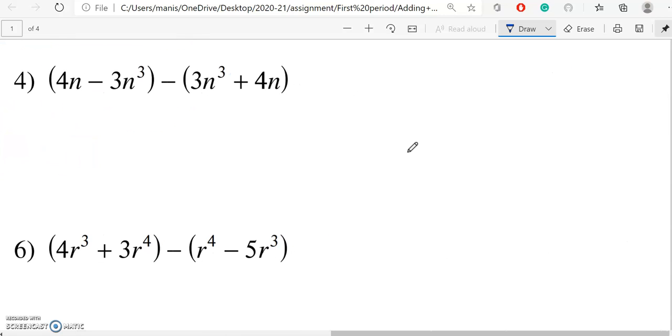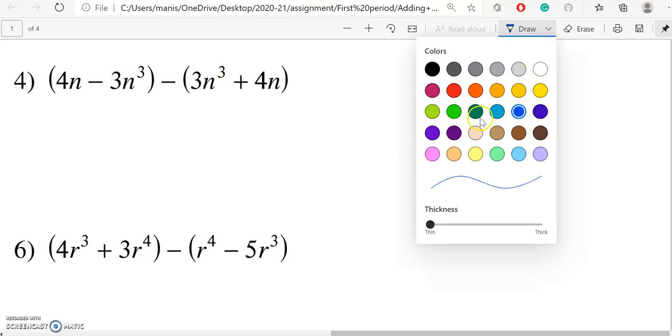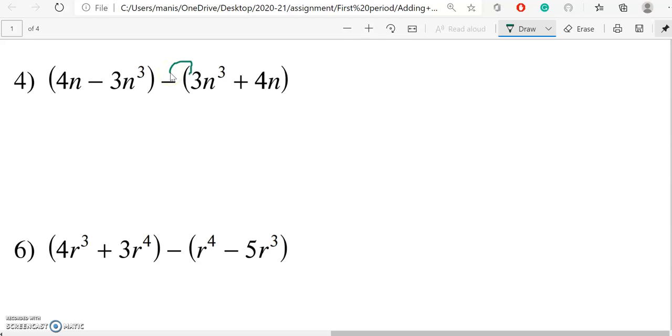After this, I'm doing this problem. This is an example of subtraction of two polynomials. Now this is a subtraction sign, which means you will use the distributive property of multiplication. In your previous classes your teacher might have taught you keep, change. So I will rewrite this as 4n minus 3n to the power 3. This is a positive 3 inside, but when I distribute it changes to a minus 3. Minus 3n to the power 3, and minus with the negative sign gives a negative sign. This is your 4n.